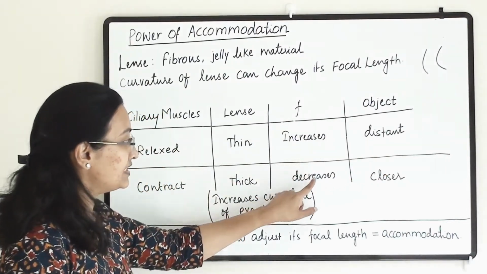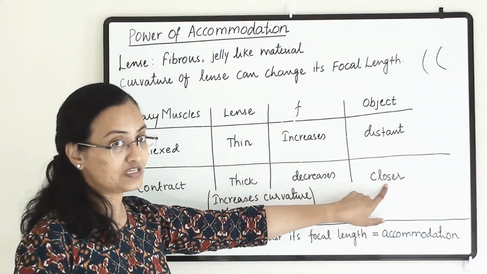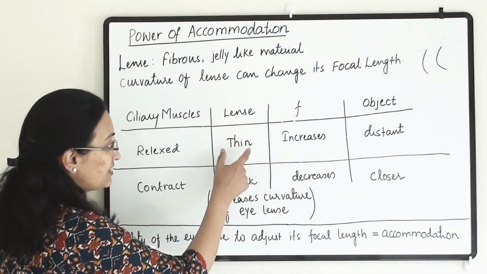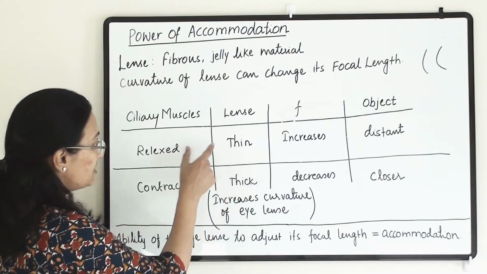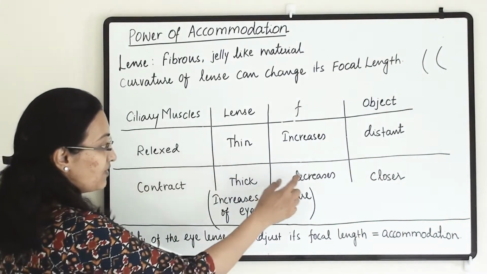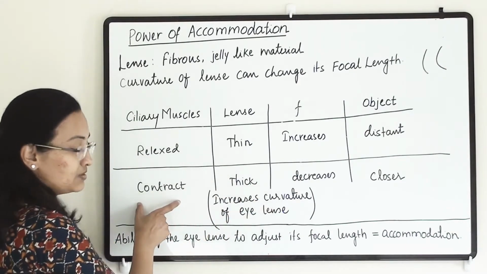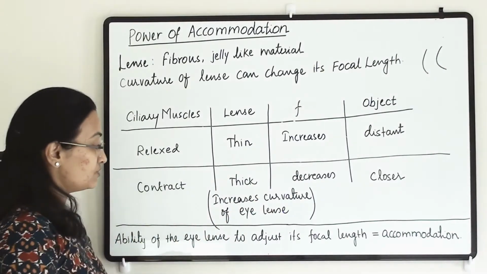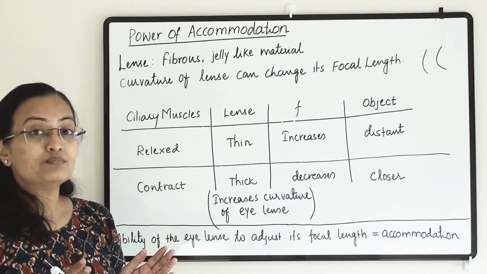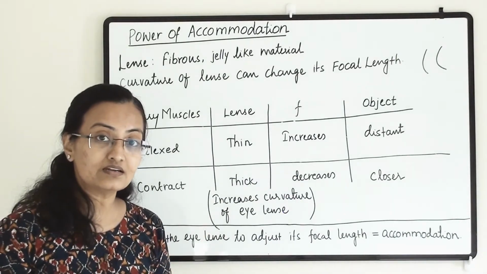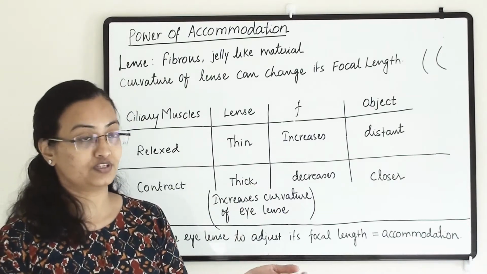When focal length decreases, the closer object we will see clearly. And accordingly, when there is more focal length, the lens will be thin and the muscles will be relaxed. When there is less focal length, the lens will be thick and the muscle will contract. So that is how the ciliary muscle will adjust our lens to see nearer and far objects.